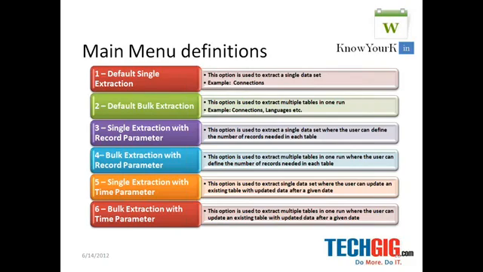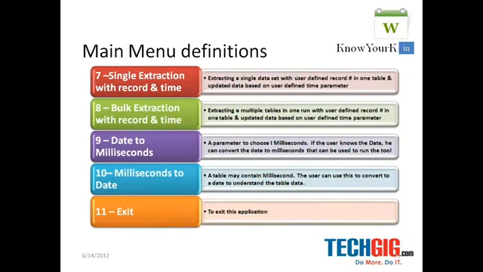And you have a single extraction with the time parameter, where you concentrate on different time zones of pulling the data. This option is used to extract a single data set where the user can update an existing table with updated data after a given date. So for every date, you can pull the information. Also, you have a bulk extraction with a time parameter where you can pull different entities, as I said, and other parameters.